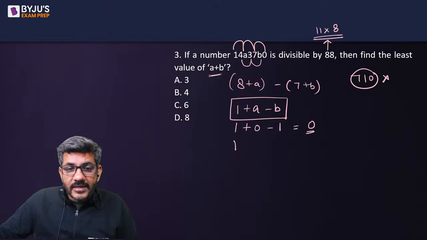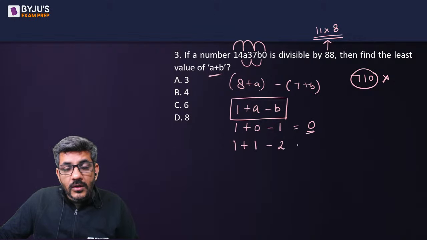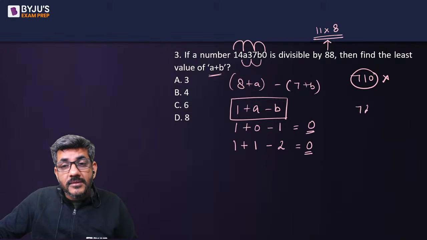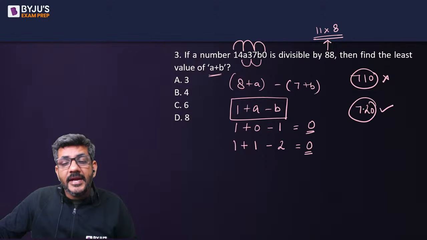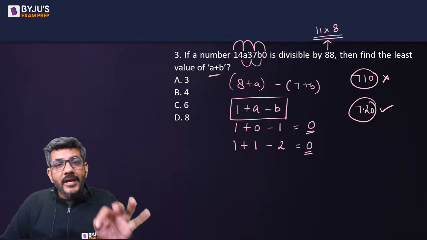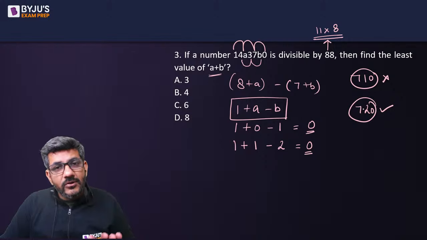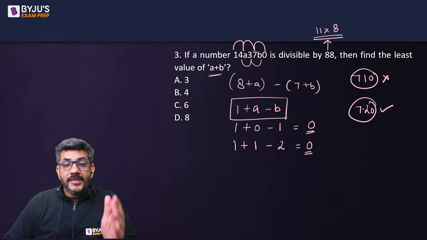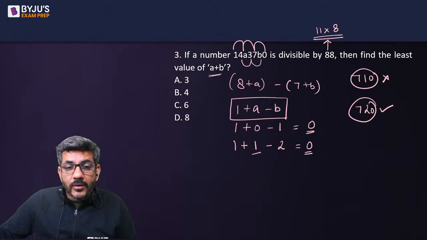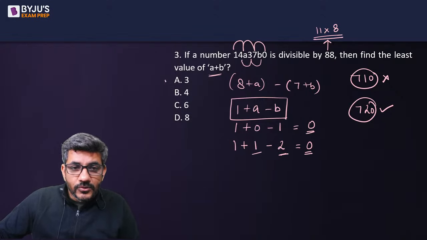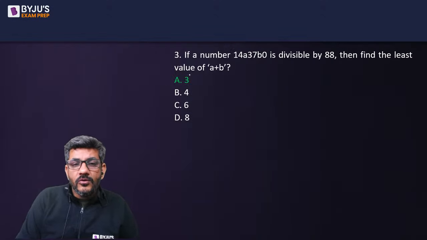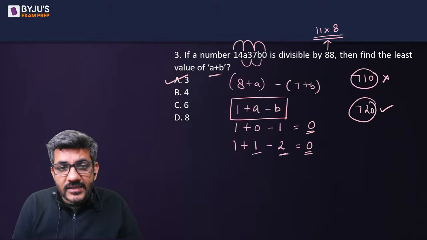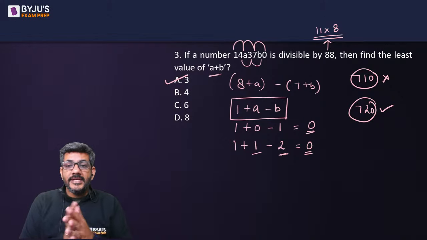Second possibility. Let us say I take a is equal to 1, then b would be equal to 2. 1 plus 1 minus 2 is also divisible by 11, and if I take b is equal to 2, it becomes 720. That makes it divisible by 8 as well. तो b को 2 लेने पे वो 8 से भी डिविजिबल हो जा रहा है, और a को साथ साथ 1 लेने पे वो 11 से भी डिविजिबल हो जा रहा है. That means a plus b comes out to be 1 plus 2, which is 3. So yes, the minimum possible value of a plus b is 3, such that this number becomes divisible by 88.